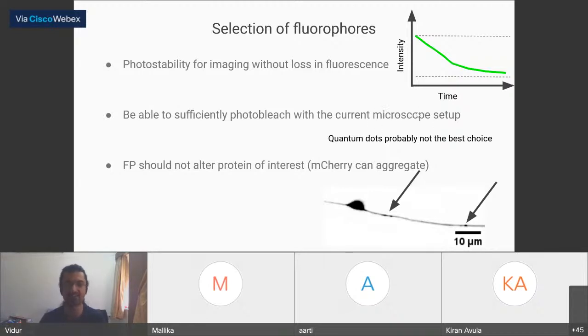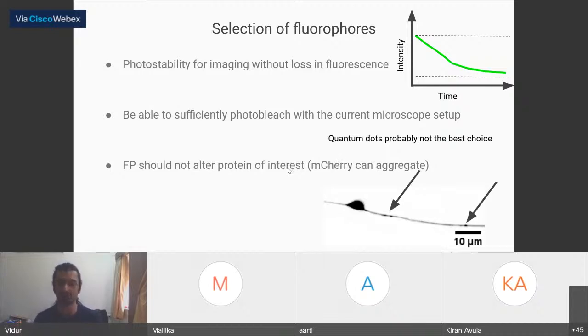So that then implies that the fluorophore that you chose was the wrong fluorophore, such as, let's say, quantum dots, which are well known to undergo very minimal photobleaching. So quantum dots will not be a good choice for FRAP-based experiments because you won't be able to photobleach them itself. And the last thing is that the fluorophore should not alter the protein of interest itself.